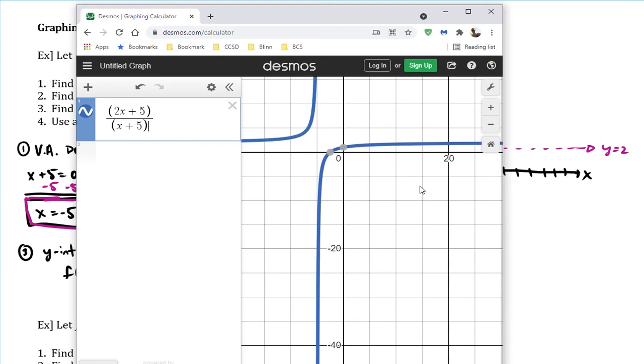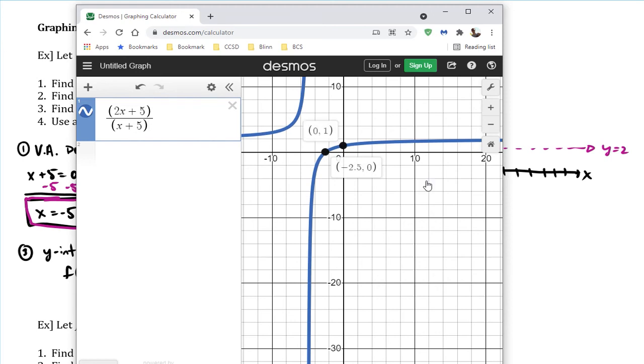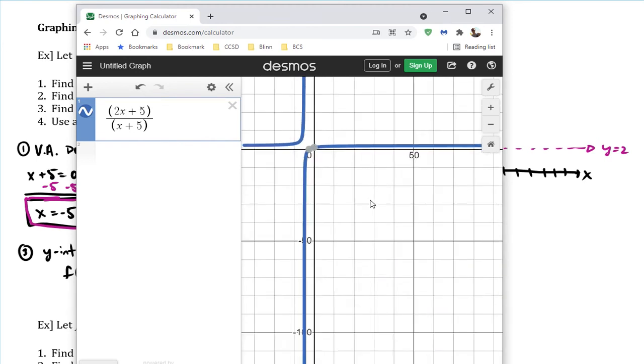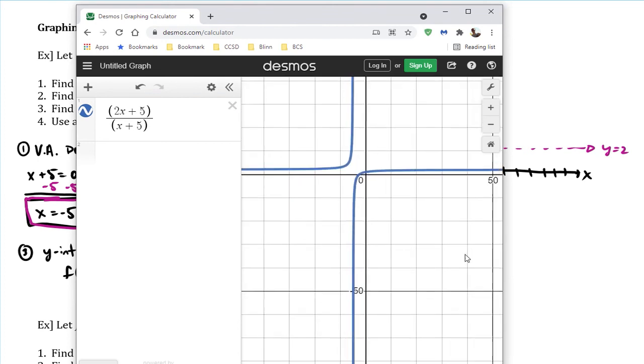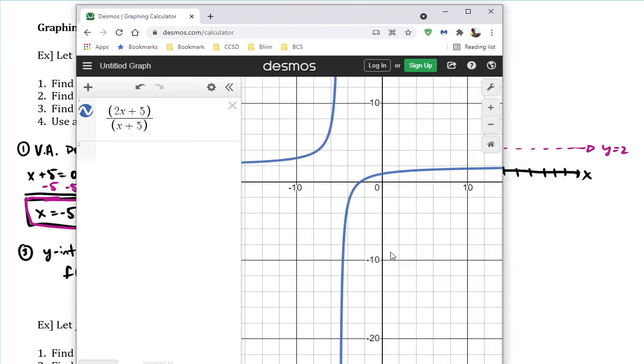Okay, and notice on our graph, it looks something like this, and it gives us two important points. One we already had, 0 and 1. Here's another one that's useful for us, the -2.5 and 0. And then notice as we zoom out, it looks something like this. So let me zoom back in and show our graph.